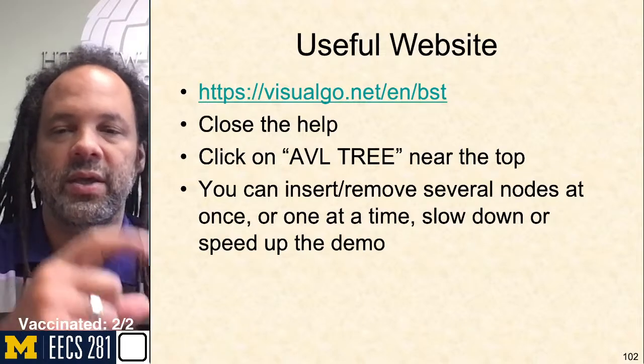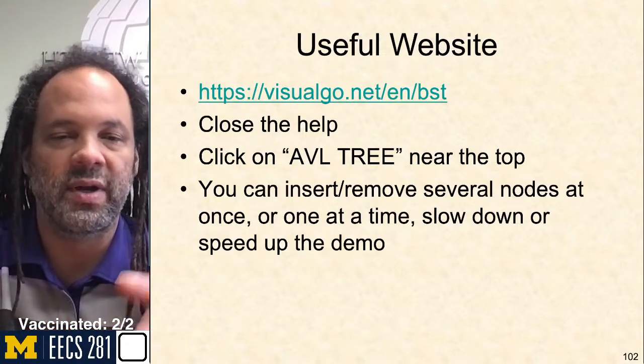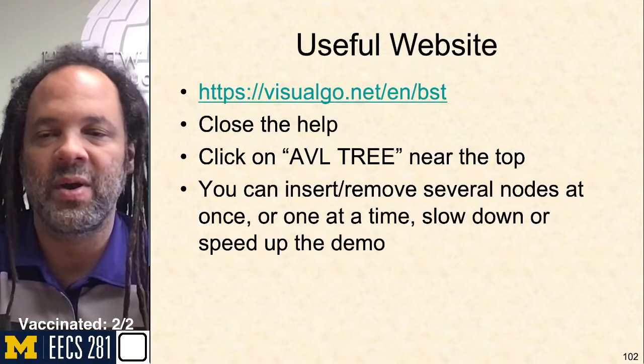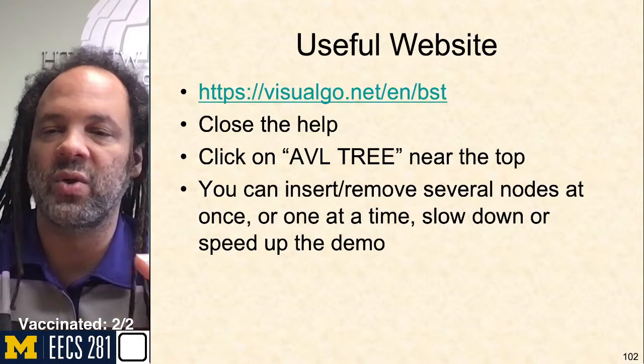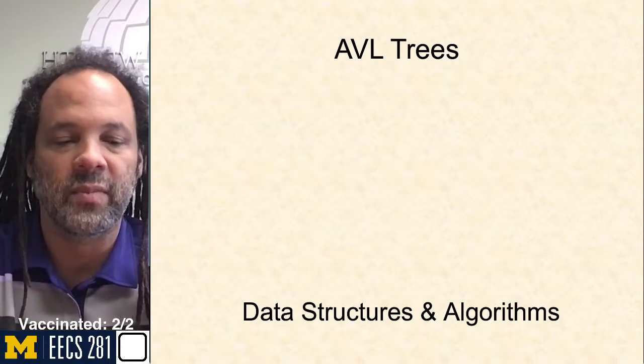Check out Visualgo. You click on AVL tree near the top. You can insert and remove several nodes one at a time, slow them down, speed up the demo. There's comments about what's happening. You can turn those on and see what's happening while it's going on. You really understand what's going on in these things.